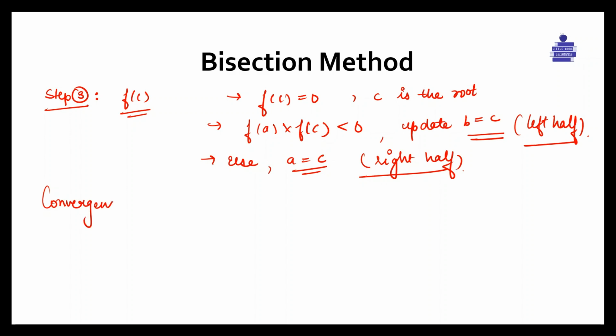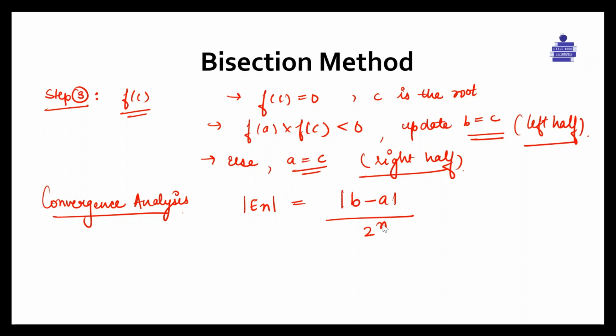Moving on to convergence analysis. The error reduces exponentially with each iteration. That means the modulus of En equals the modulus of (b minus a) divided by 2 to the power n, where n is the number of iterations we are doing. The bisection method is guaranteed to converge but can be slow compared to the other methods.